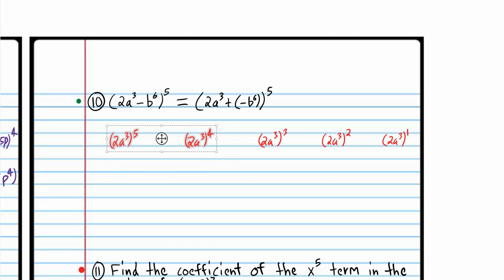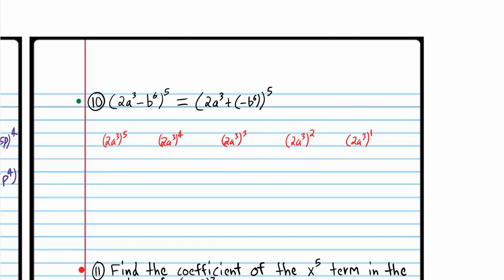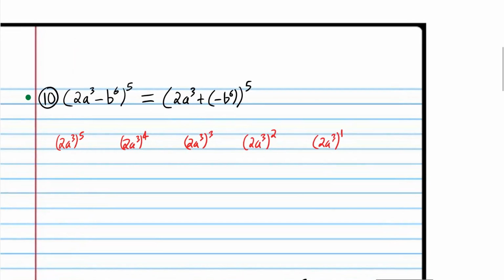And let's shrink these a little bit and move them over. See if we can find enough room to write the last term. Again, that's one of the hardest parts of this type of math, is just finding room on the paper. Now we have 2a cubed to the 0 power.